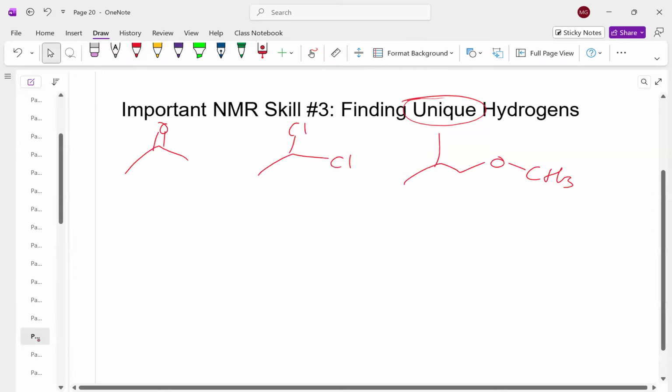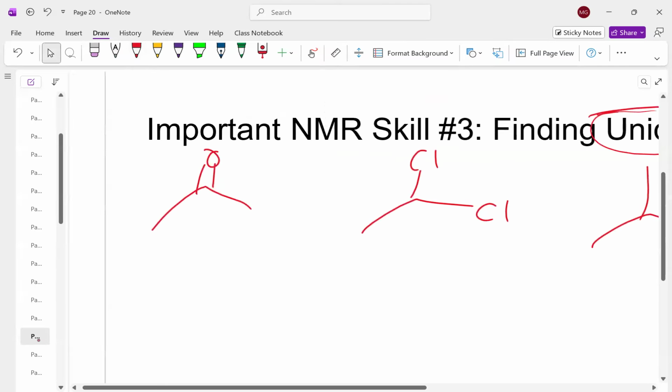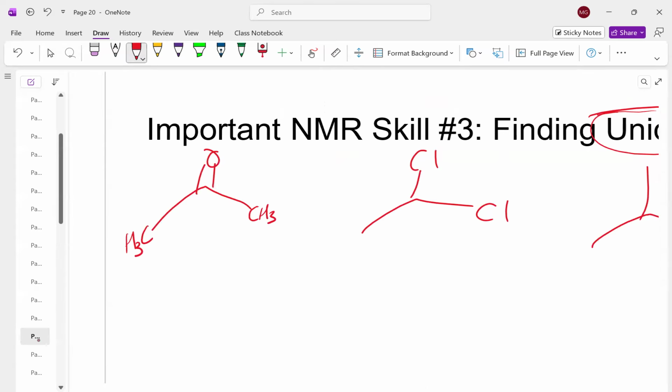So let's start with one of these examples over here. Again, I'm going to use acetone as an example. What I'm going to do in the beginning is just draw in the hydrogens here. After a while, you don't necessarily have to draw in all of them, but in the first go around, it's always a good idea to just draw them in so you can see everything.